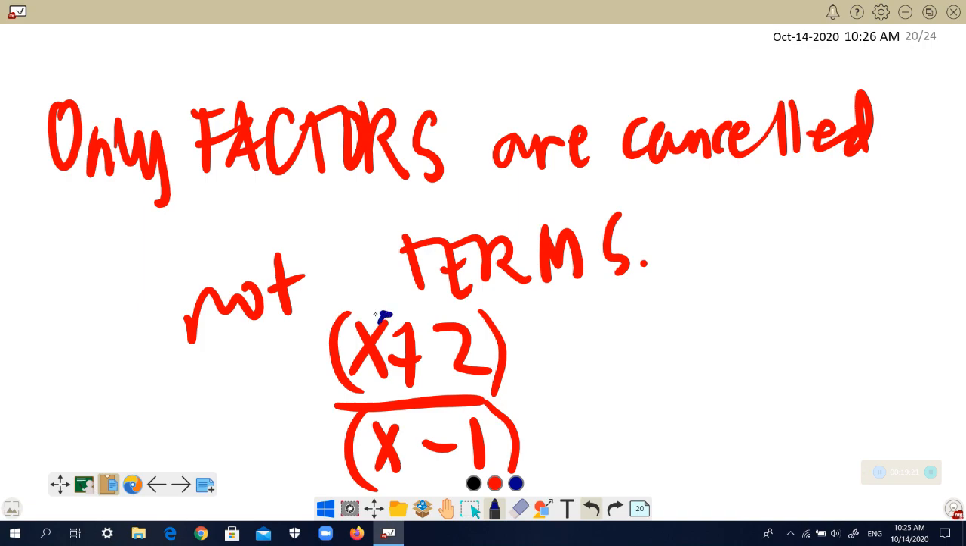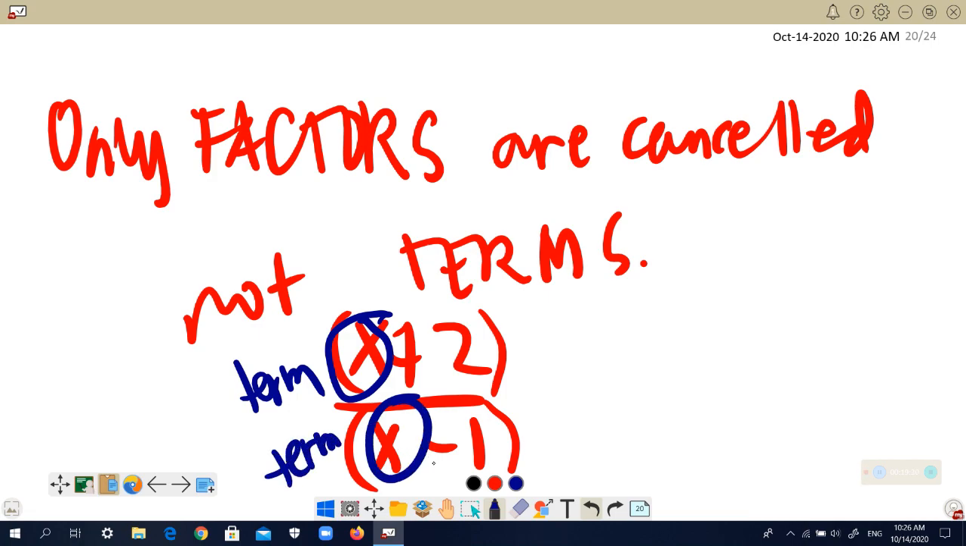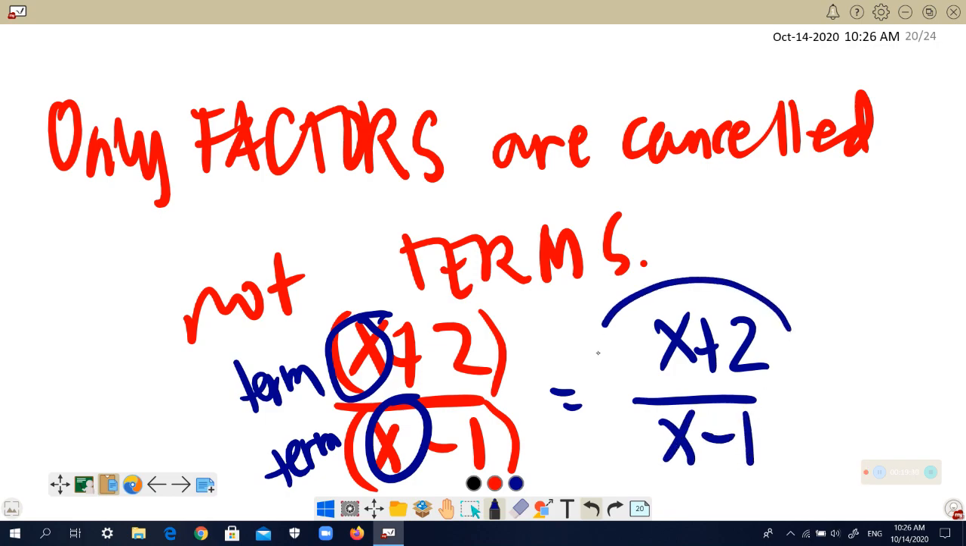So we may say that x here is a term, and x here is a term. That's why you cannot cancel them out. That's why your final answer is already x plus 2 over x minus 1. Okay? I hope you get it.